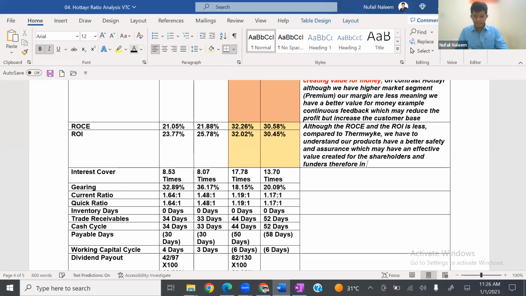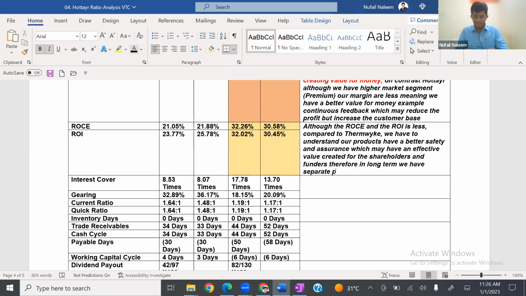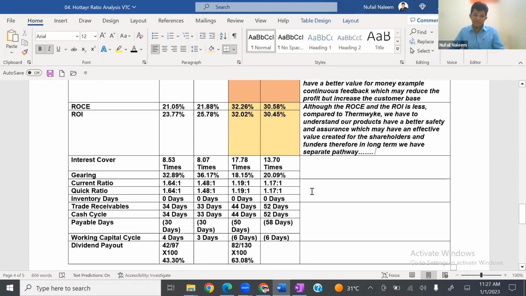Therefore, in the long term, we have a separate pathway. That means we are not directly competing with these things. Example, you see Oxford University, Cambridge University, they are having a different pathway, right? These universities are different from the rest of the world because they have a different pathway. But those universities may not make enough money because they are spending more on research and development. Are you all clear with that, students?